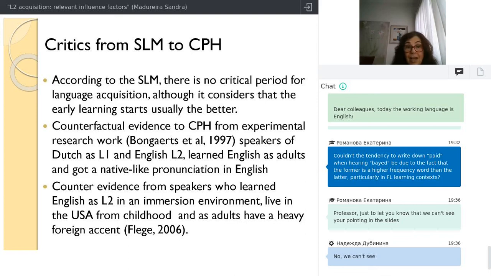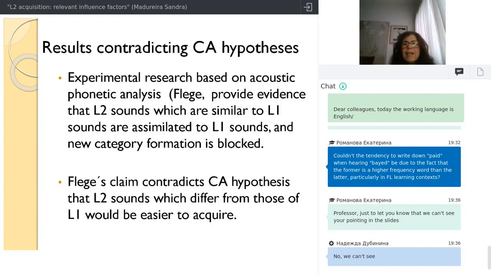For instance, speakers of Dutch as L1 and English as L2 learned as adults and got a native-like pronunciation in English. The same we have in one of my students' research work, exactly that. One of the subjects that started learning as an adult had a native-like pronunciation. So, counter evidence, for instance, from children who are in immersion environments and live in the United States from childhood, and as adults they have a very strong accent. It doesn't mean that this is not usually when you start learning a second language. It's better, but there are exceptions.